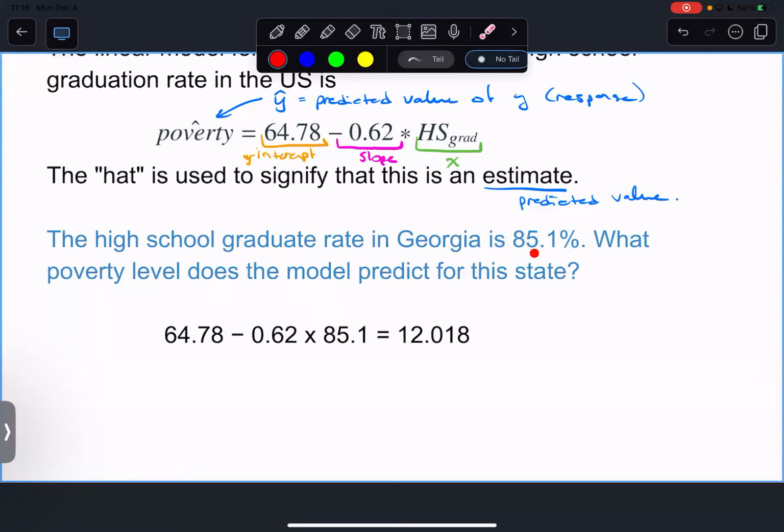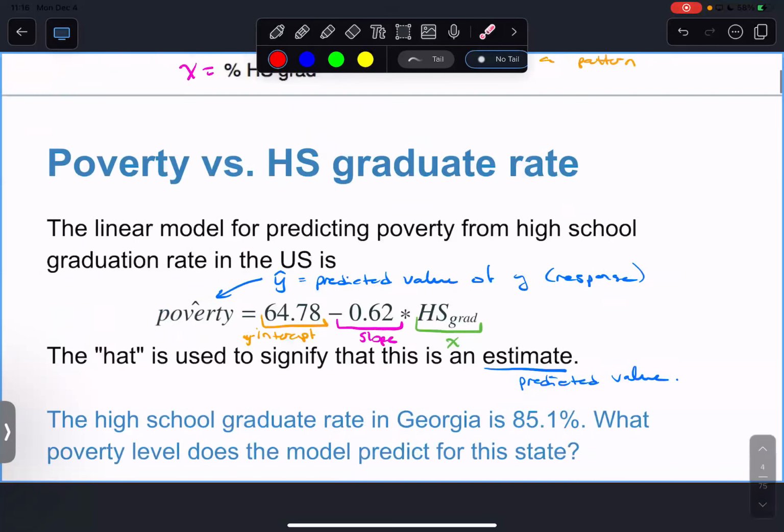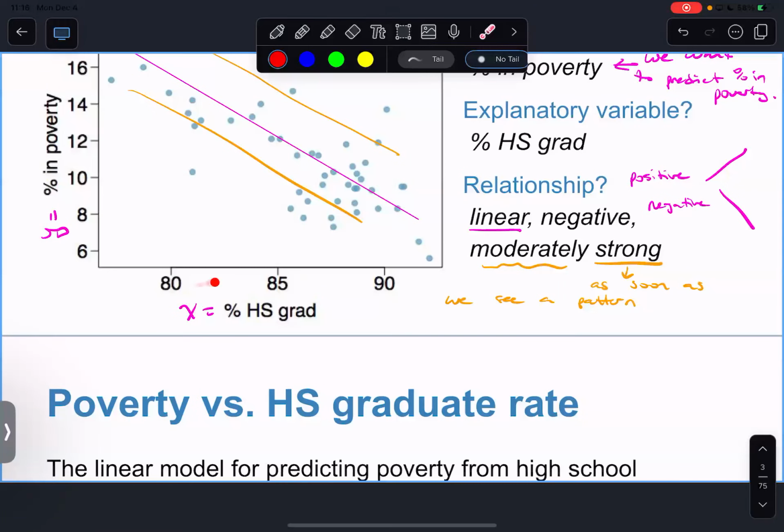Some things to make sure of is, for example, okay, the high school graduate rate in Georgia is 85.1%. Now, percentages are tricky, right? Because usually we convert them to decimals, right? 0.851. So to figure out if I use 85.1 as my X or 0.851 as my X, you're going to go back to the scatter plot and look at the scale on the x-axis. Just make sure it matches. Here, 80, 85, 90, so 85.1 is one of those values.